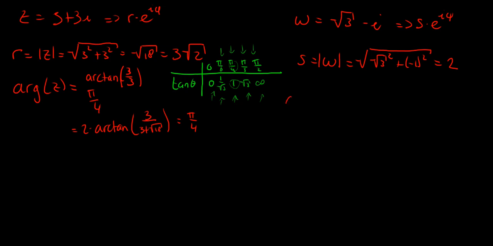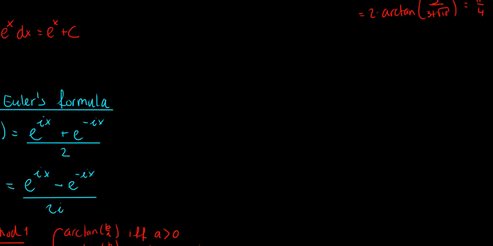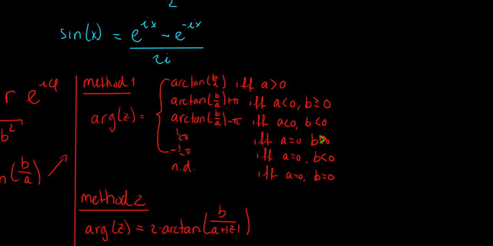Now for w, the argument of w, if we indeed look at the first method, we take the arctangent of minus 1 divided by square root of 3. Well, because our b is negative but a is positive, it's the same way as a is negative and b is positive, because a minus in the numerator is the same as just a minus in the denominator if you multiply both with minus 1. So that means the answer plus pi.